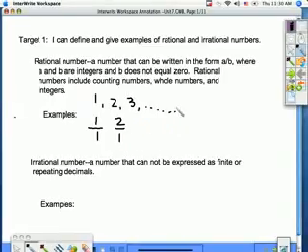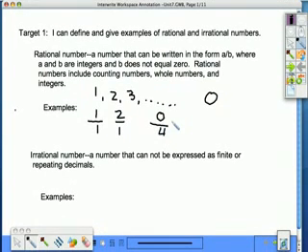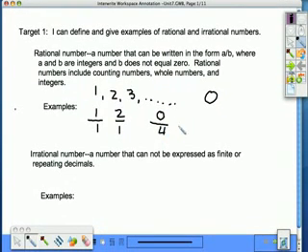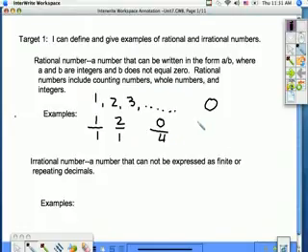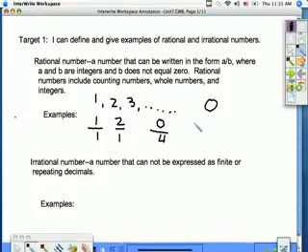They also include whole numbers. A whole number would be 0 plus all of our counting numbers. You can put 0 over any number, like 4, and it's still going to equal 0, so it can be written as a fraction. And then integers are also fractions, or are also rational numbers.